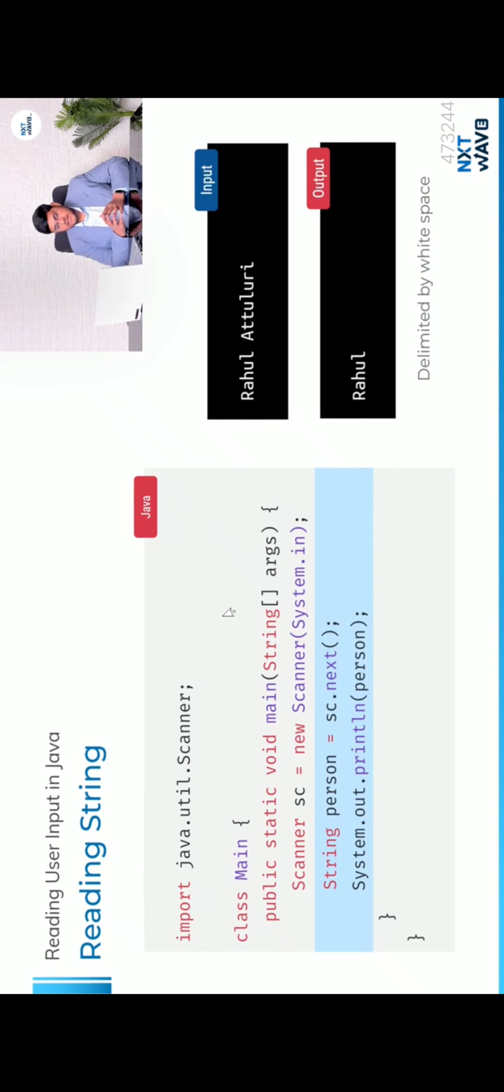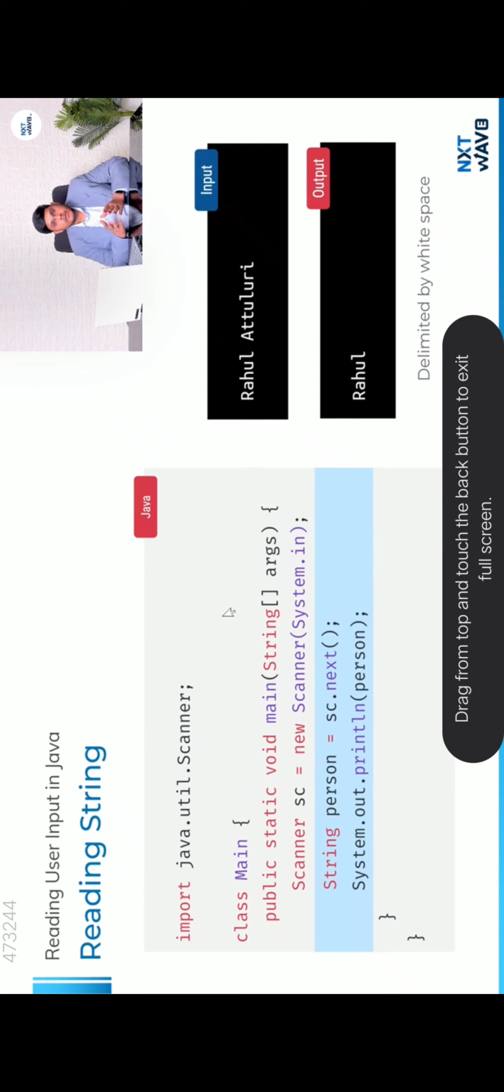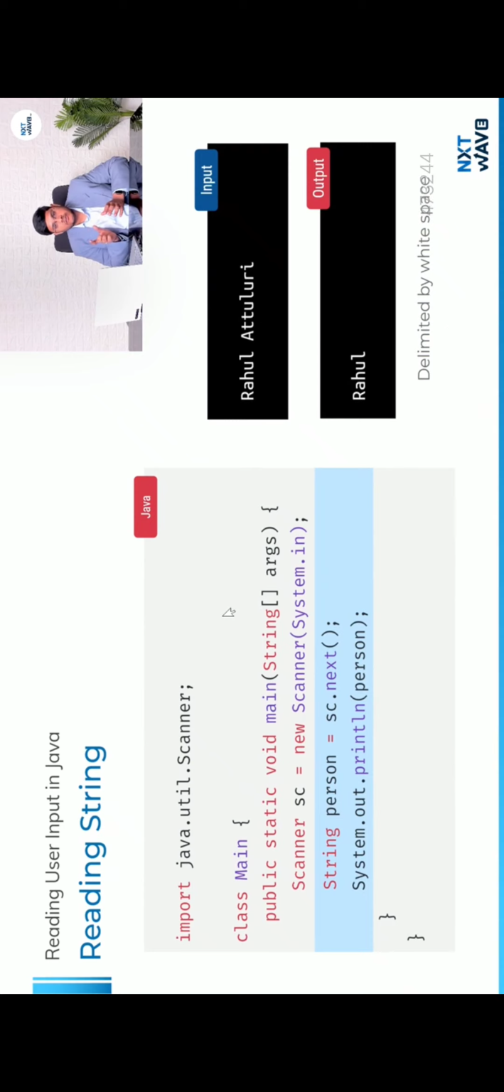And the same is the case with next(). So when we mention next(), it doesn't read the entire line. It will only read one word. So how do we say one word? That means whenever there is a space, until then it is considered to be one word. So in this case, in the input we have given Rahul space Atuluri. So when we read sc.next(), it will read only one word, Rahul, because there is a space after it. That value will be stored as a string in the variable person. And when we are printing the value in the variable person, we'll only see Rahul.